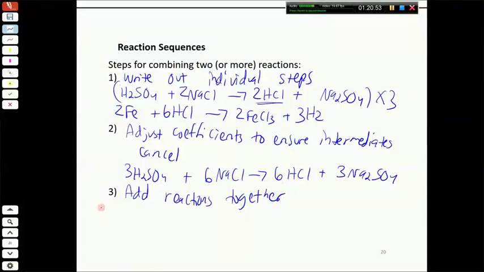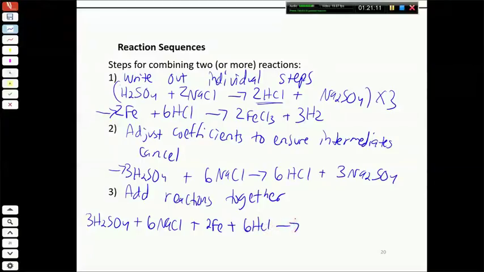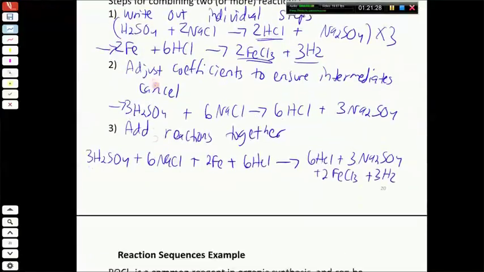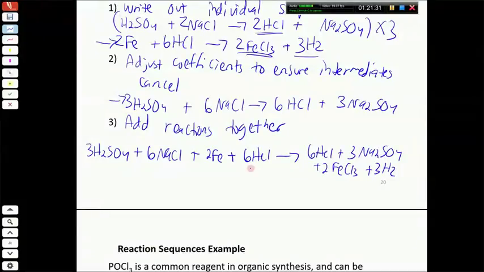So the reactants from both equations combine, so we get 3H2SO4 from this equation plus 6 NaCl. The reactants from the other one that we're adding to it, which is this one, are going to be 2Fe and 6 HCl. And then on the product side, from this equation, we have 6 HCl's and 3 Na2SO4 plus 2 FeCl3s, which are the products from the other equation that we're adding into it, and 3 H2s. And then we notice that we have intermediates, so HCl is again on both sides of the arrow. 6 HCl's cancels with the 6 HCl's there.